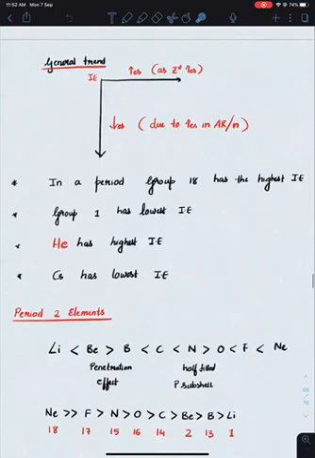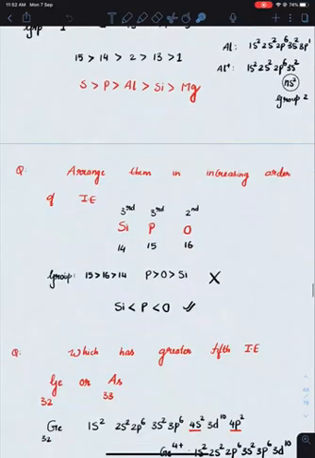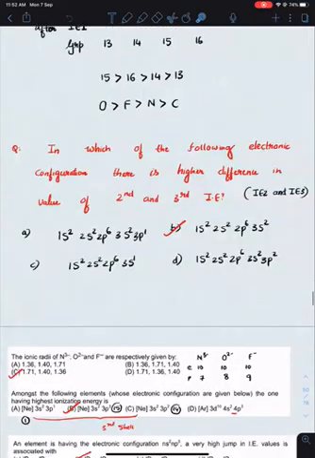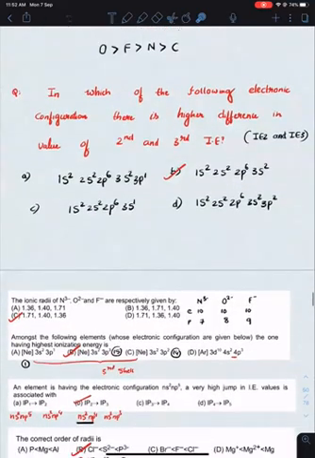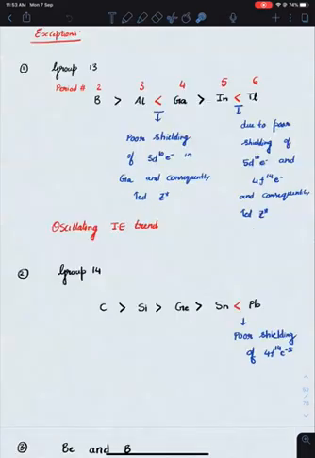Okay, then we have seen some questions. I hope this is clear to everyone. Exceptions are very important. In group 13 you have an oscillating trend, and that oscillating trend is because of aluminum and gallium and indium and thallium. What happens in the case of aluminum and gallium?